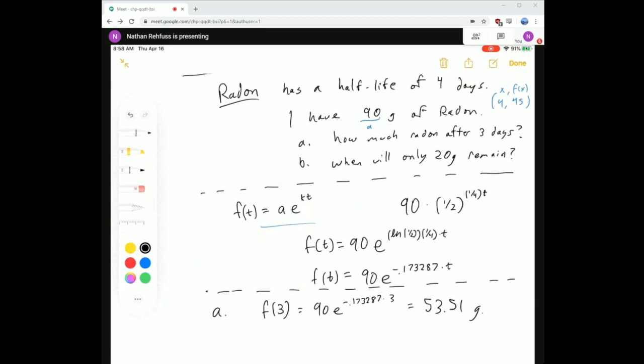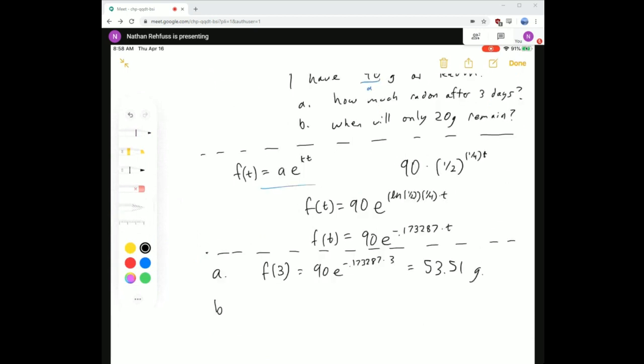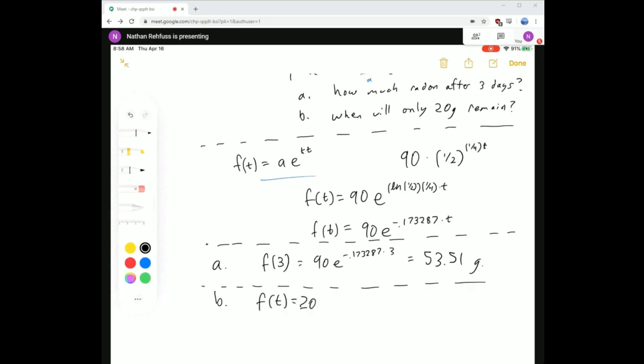Second question, I'm asking, when is f of t equal to 20? When will 20 grams remain? And again, I'm expecting a number a little bit bigger than 8 or 9 days-ish. It has to be bigger than 8 days. So I plug in my model.